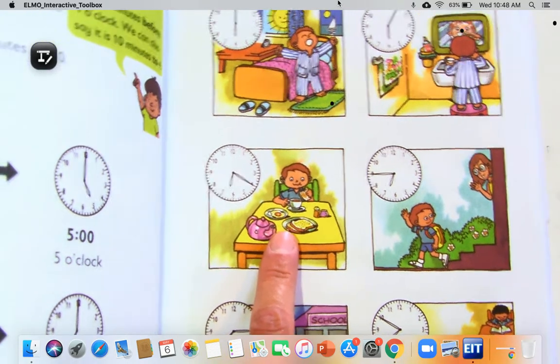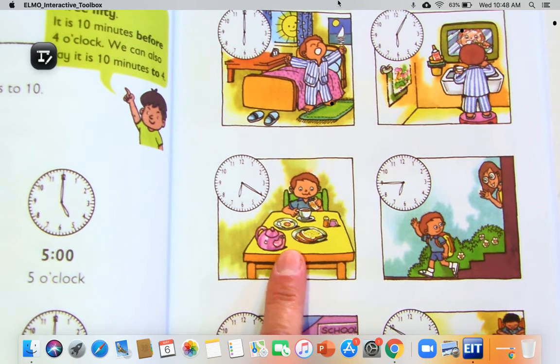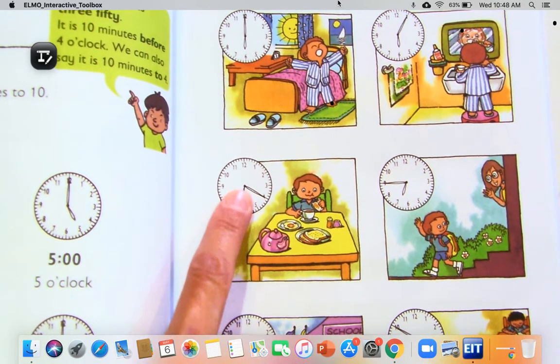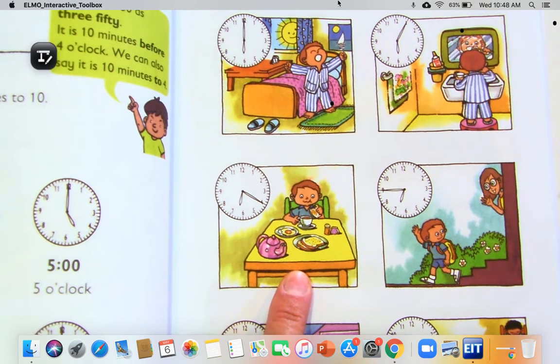Looks like he's got an egg there. Ooh, I had an egg and some avocado toast this morning. Delish.